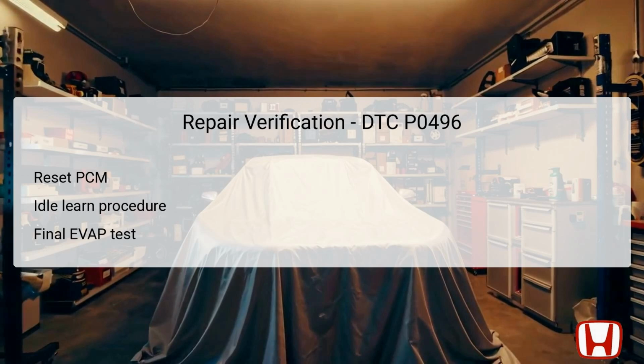The next step involves performing an idle learn procedure to allow the engine control unit to recalibrate itself for optimal idle performance following any repairs. After these operations are completed, the technician will need to perform another EVAP test via the HDS to assess the status of the EVAP system. If the results from this final test indicate a passing condition, it confirms that the troubleshooting and repairs have successfully resolved the DTC P0496 issue, finalizing the repair process.